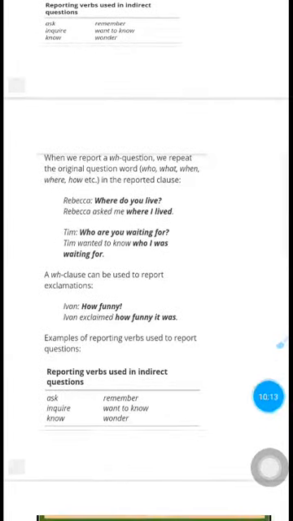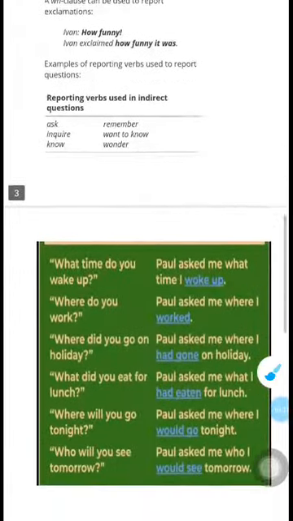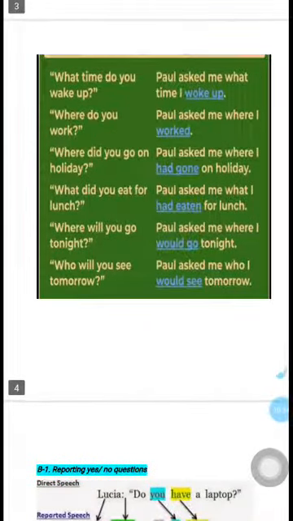Let's see this. When we report a WH question, we repeat the original question words. This is just what we have explained so far, and I would like you to take a look at this. It might be clear. Look at these examples.